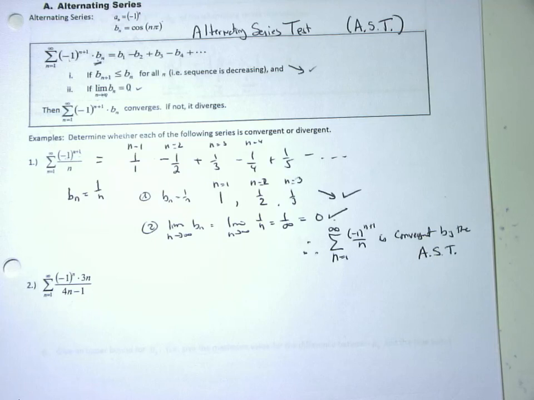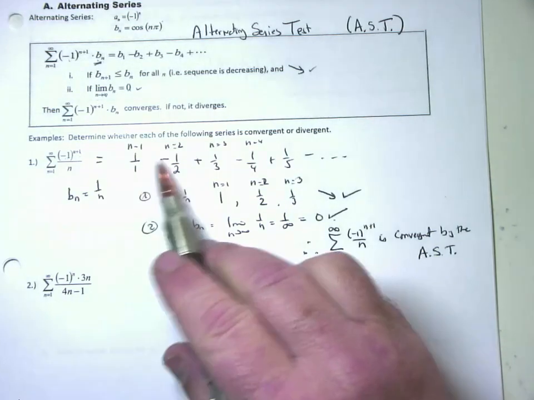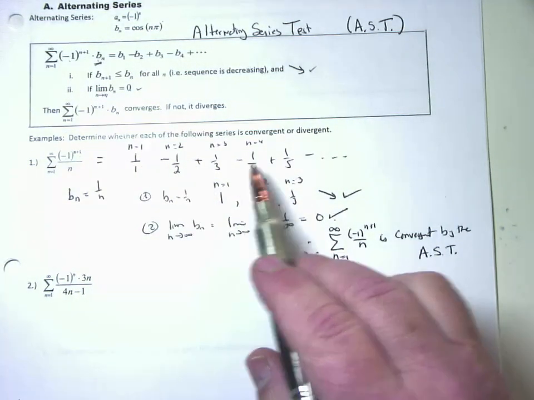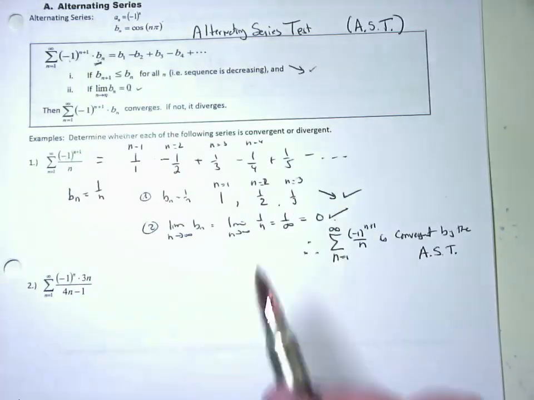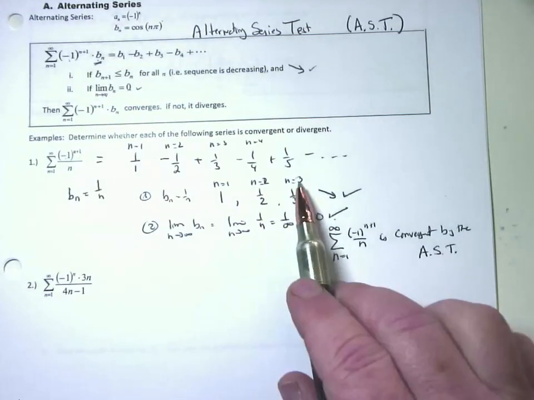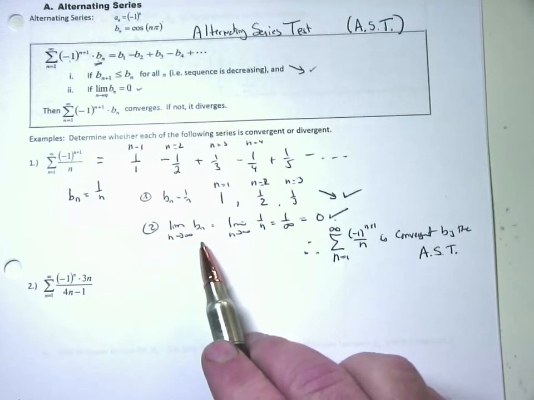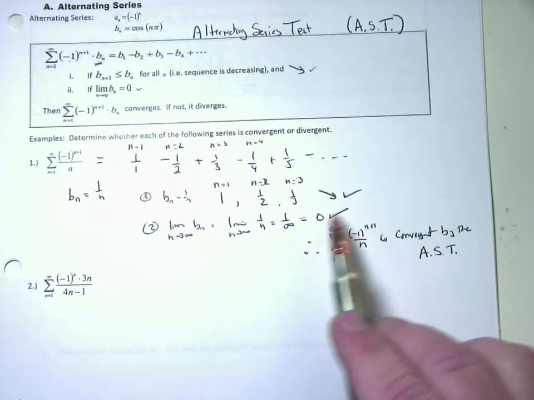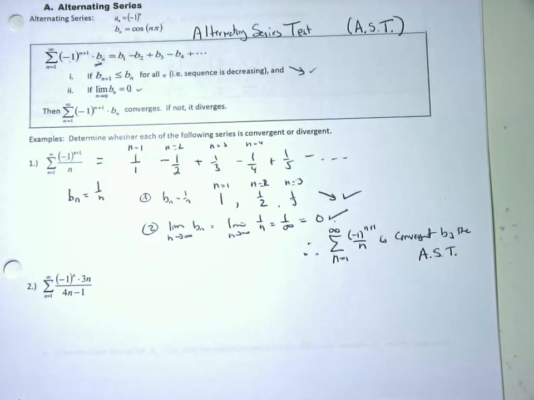Because of that alternating part, you add, then subtract: 1 minus a half plus a third minus a fourth plus a fifth, dot, dot, dot. The terms decrease. They go down as you plug in numbers. And the limit as n approaches infinity of the bn part, which is 1 over n, gives you 0. Then by the alternating series test, this is a convergent series. If you didn't have the alternating part on it, it would diverge. It would be the harmonic series. But by adding and then taking some of it away, you actually get a convergent series.